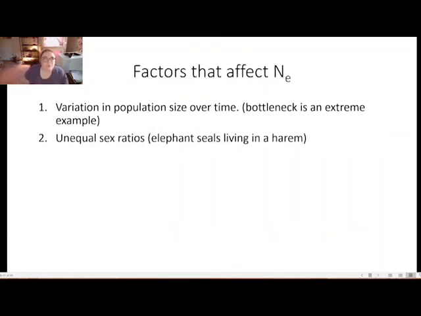So there are multiple factors that can affect your effective population size. So it's not just that simple idea that I just gave you. One thing that can affect it is the variation in your population size over time. An extreme example of variation in population size would be, like we discussed, the bottleneck effect, right? You're having an extreme variation in your population size. You can also have unequal sex ratios that will affect your effective population. And we're going to get into those in a little bit more detail. These are the last things we're going to go over today.